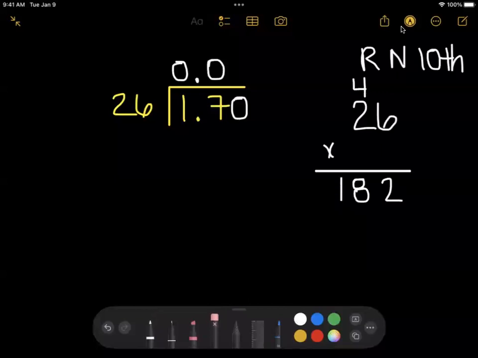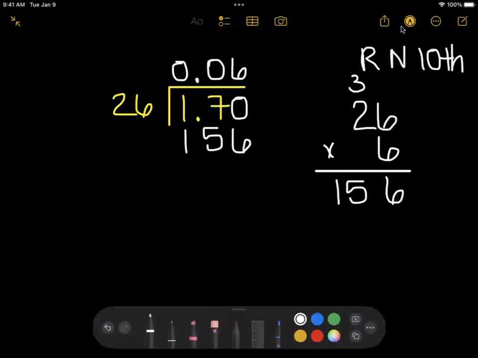So this time, I'm going to try 6 and see where that gets me. 6 times 6 is 36, so I'll put a 6 here and a 3 here. 2 times 6 is 12, plus 3 is 15, so 156. Okay, so that's pretty close. So I'm going to put the 6 here. I'm going to put the 156 here, and then I'm going to subtract that.